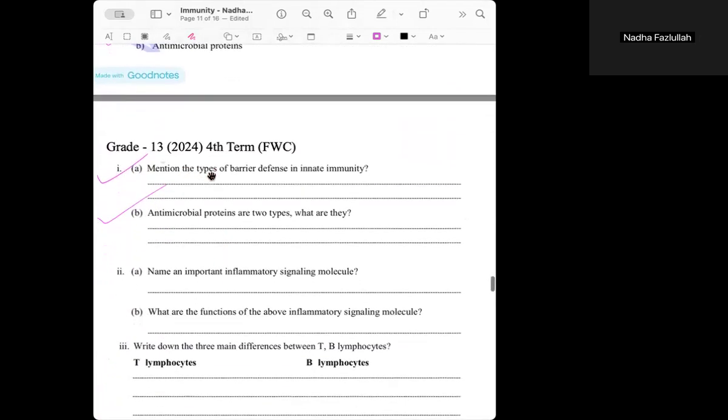Okay, then mention the types of barrier defense in innate immunity. So you can write again the same answer, right? Skin, the mucous membrane, and the secretions by various glands. Antimicrobial proteins are 2 types. What are they? Such an easy question. What are the 2 types of antimicrobial proteins? Interferons and complement proteins. All right.